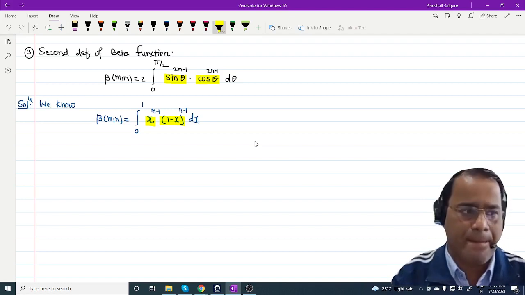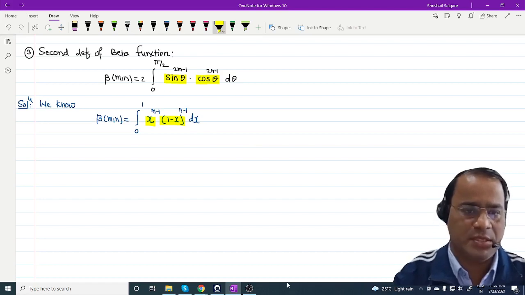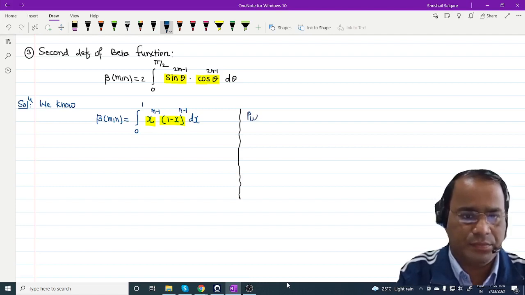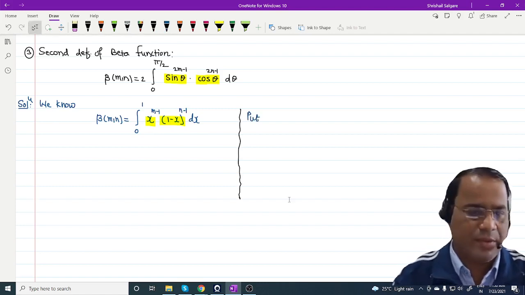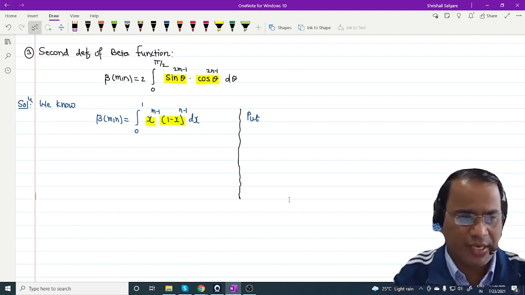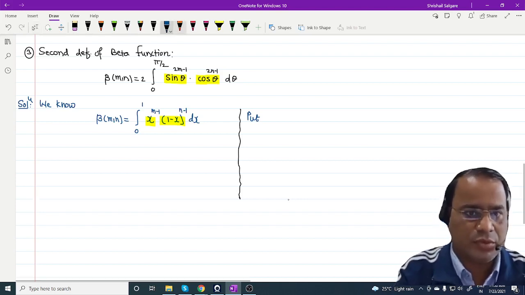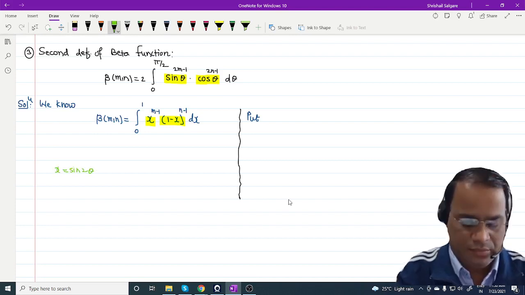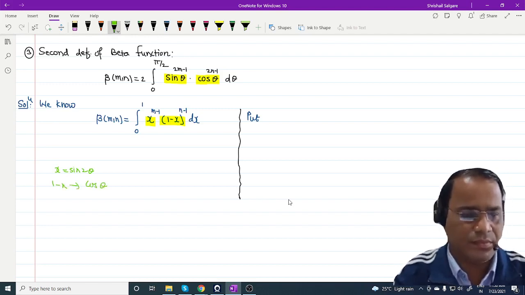Yes, anyone? This question is open to all. What will be the substitution? Once again, can you repeat what is your substitution? Put x is equal to sine 2 theta. Yes, sir. Okay, your substitution I will write here: x is equal to sine 2 theta. Then what is 1 minus x? It can be converted to cos? Yes, it's 2 cos square theta.